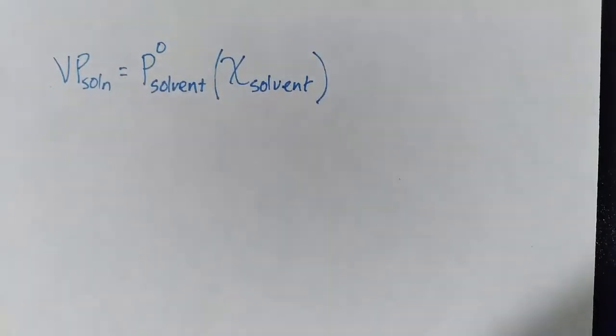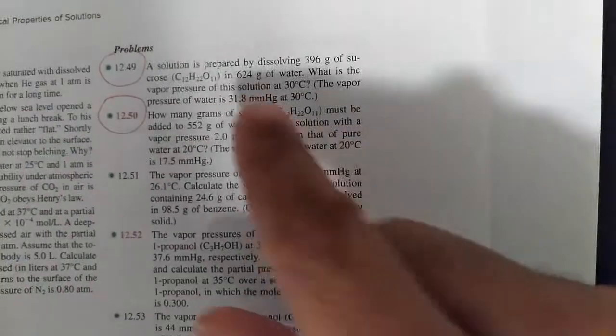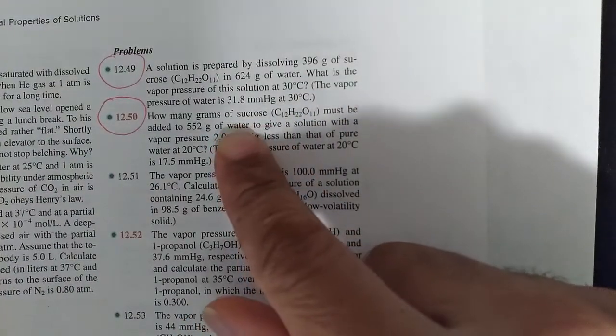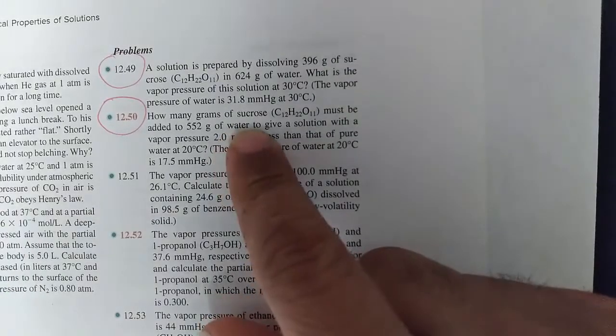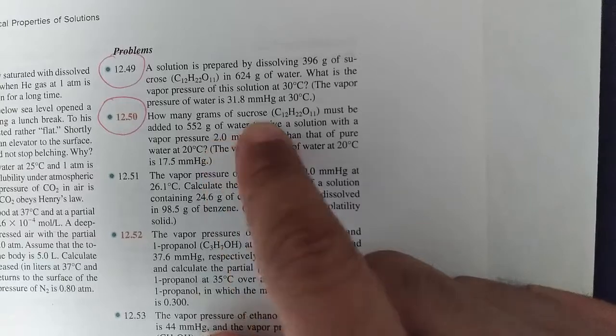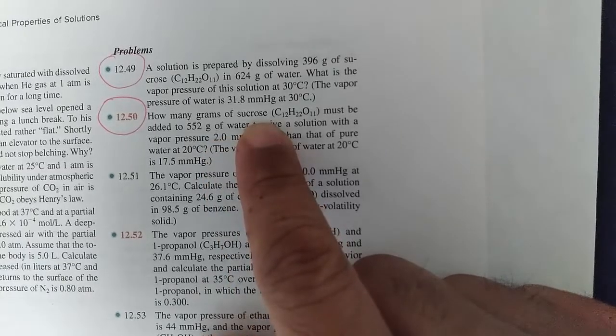Well, they want to figure out how many grams. Let's look at the problem one more time. How many grams of our solute sucrose do we add to 552 grams of water? The first thing we have to discriminate is what is our solute and solvent. Water will always be the solvent. Sucrose hence will be the solute.